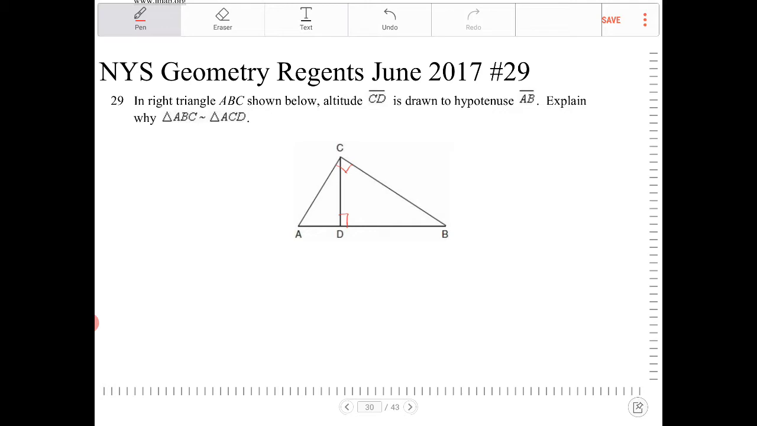Explain why triangle ABC is similar to triangle ACD. So I'm looking to see why the overall large right triangle is similar to the smallest right triangle in this diagram here. The way that I will approach this, and I'm not saying that this is the way to approach it, but this is certainly the way that is most clear to me why that's the case.